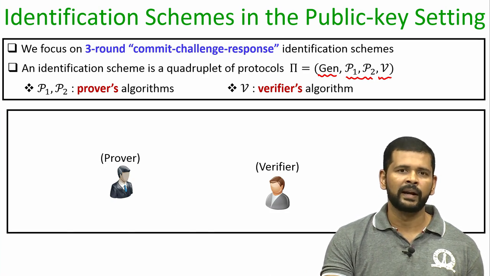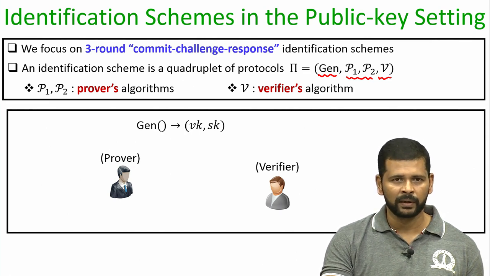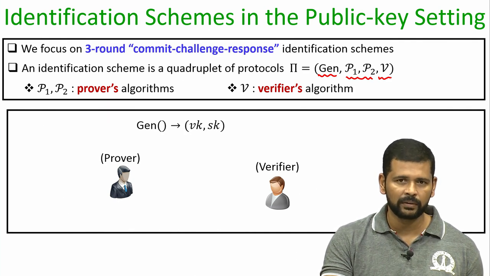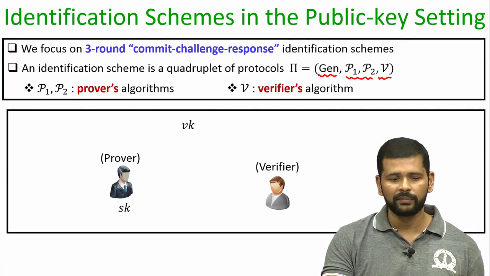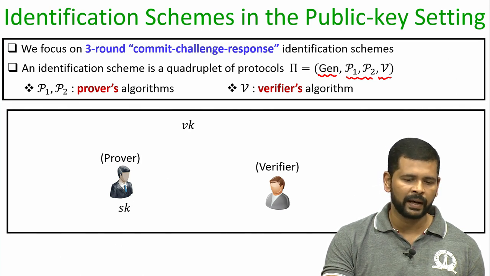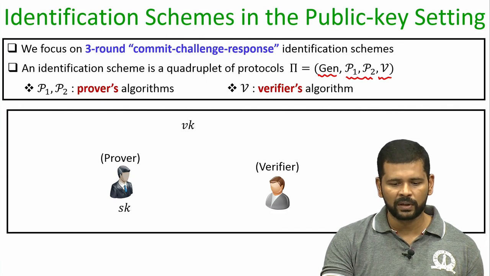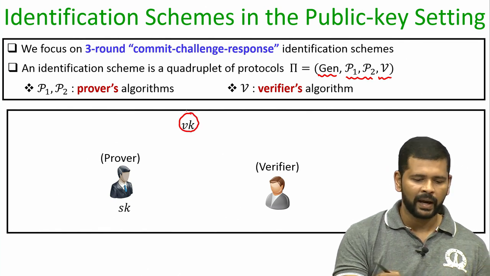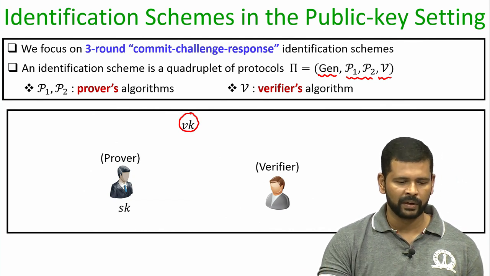So, the way we use an identification scheme is as follows. We have a prover and a verifier. The key generation algorithm will be run mostly by the prover, and it will run the key generation algorithm to obtain a verification key and a secret key. The verification key will be available in the public domain to verify the identity of the so-called prover, whereas the secret key will be available only to the prover. And using this identification scheme, the goal of the prover is to convince a verifier who is aware of the verification key VK that indeed the prover knows the corresponding secret key SK associated with this verification key VK.